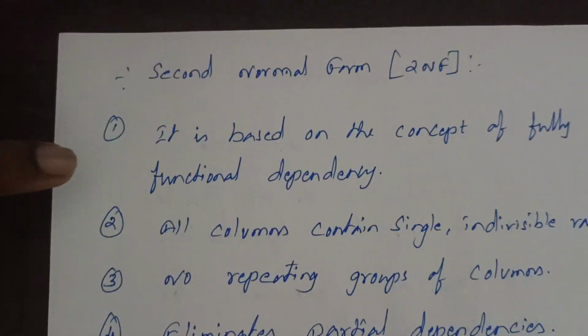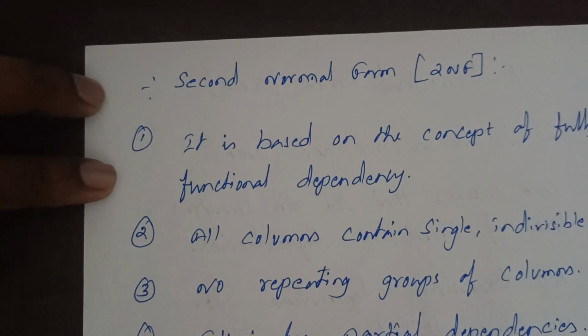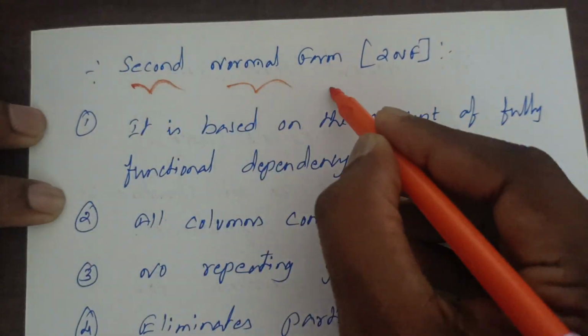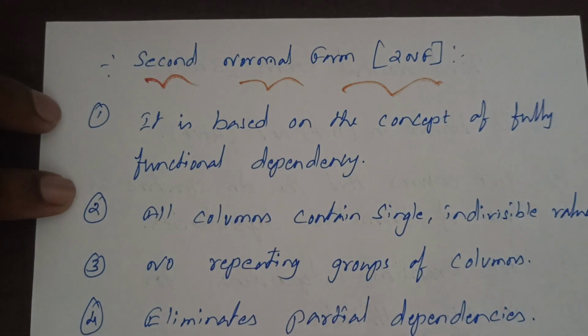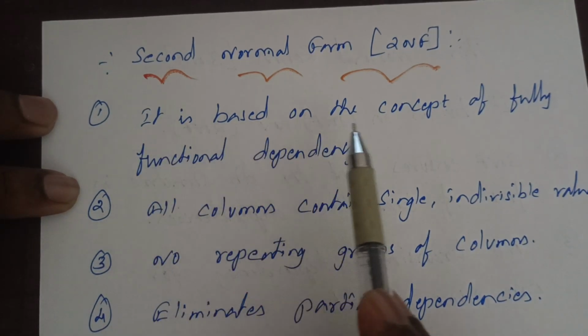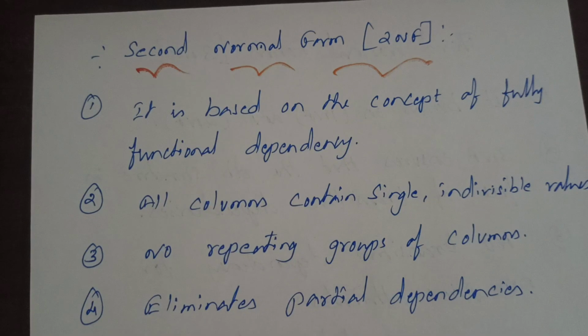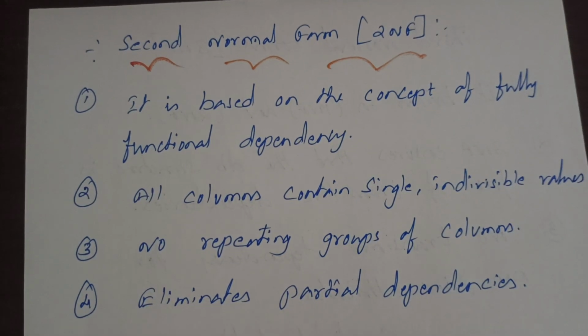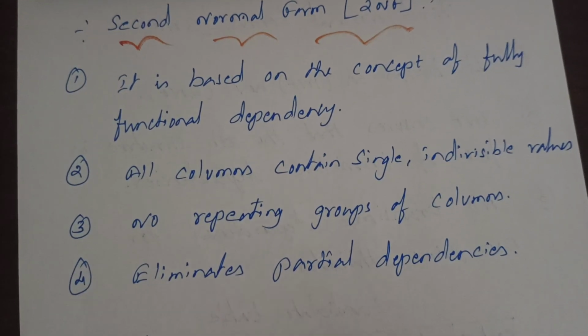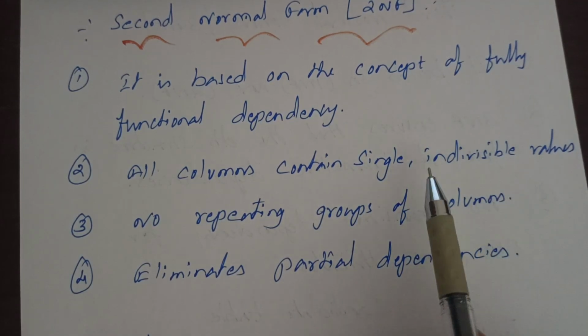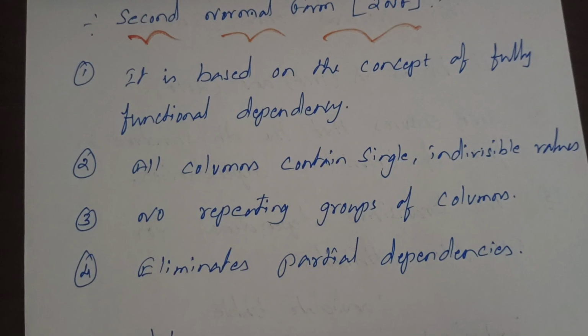Now we are going to see one by one how exactly the second normalization form exists and how it is helping a database to reduce the redundancy. So here it is, the second normalization form, right? It is based on the concept of fully functional dependency. We are going to see a new concept here, the dependency of a particular column on another column in the same table, right? So here you can see all columns contain single and indivisible values, as we did in the same process with 1NF, right?